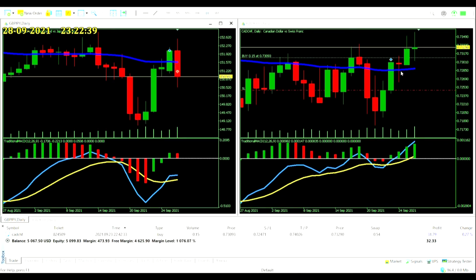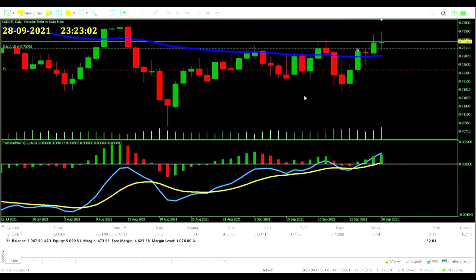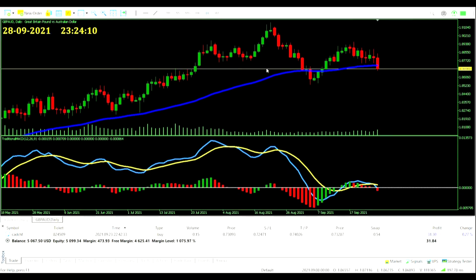So we'll just keep this one running, no action there. And let's have a look at those other charts, see if we've got any trades. And we are getting a signal here against the Great British Pound. So on the Great British Pound Aussie dollar pair, price has dropped off enough that it's come below the moving average here. And also the first bar below zero, that's going to go there.